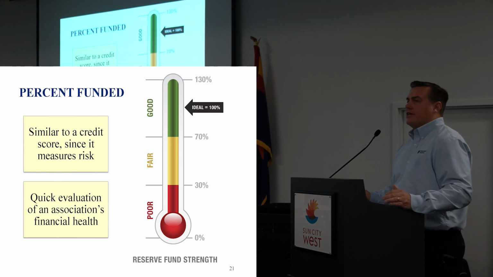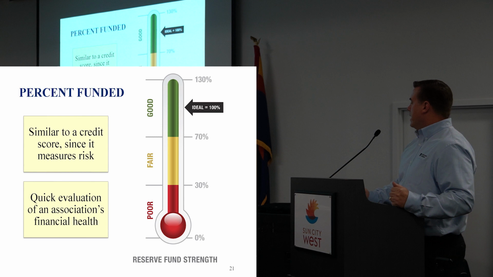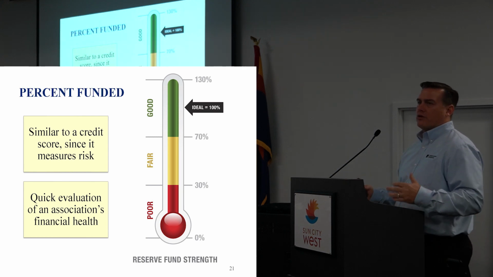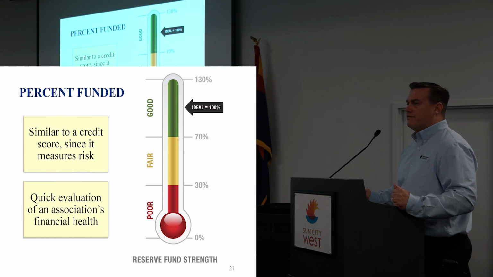So we've divided percent funded as a measure of reserve fund strength into three ranges or categories. 0 to 30% funded is considered a poor or weak financial position. 70 to 130% funded is considered strong. And the middle area between 30 and 70% funded is considered fair. But that's kind of like a sliding scale. The closer you are to the 70% range, the better.